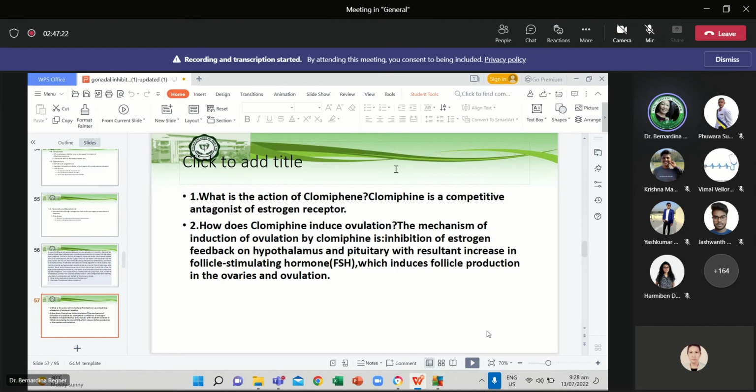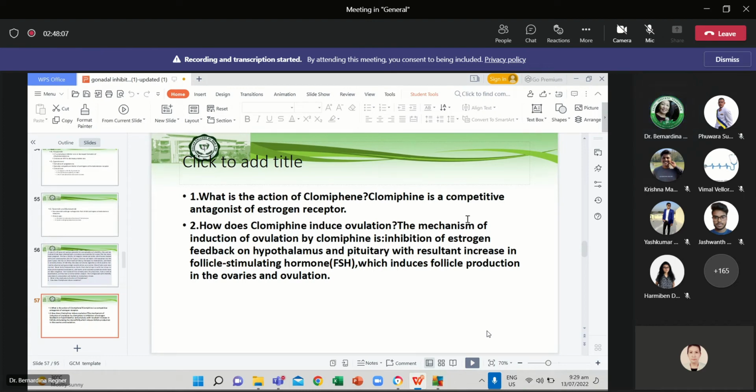Clomiphene is a competitive antagonist of the estrogen receptor. So actually, negative feedback. Number two, how does clomiphene induce ovulation? The mechanism of induction of ovulation by clomiphene is inhibition of estrogen feedback on the hypothalamus and pituitary with a resultant increase in follicle stimulating hormone, which will induce follicle production in the ovaries, and consequently you will have ovulation.